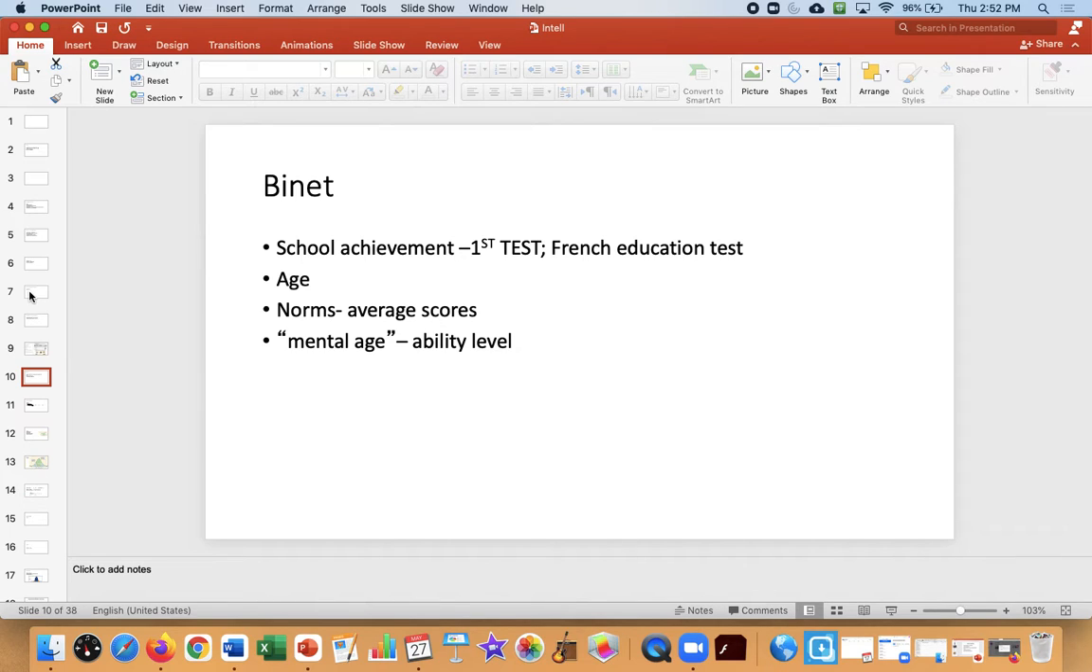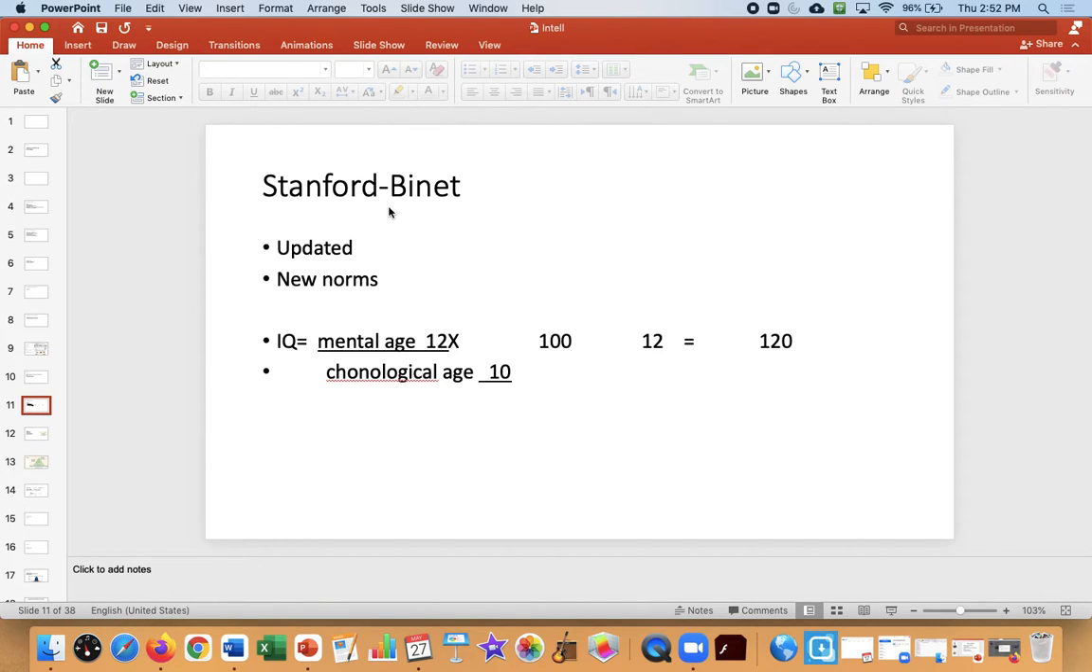All right. The first intelligence test was Binet, a French educator. What he did was he looked at school kids and he took like 8-year-olds and he got norms, or the average score of an 8-year-old, and that led to what they called mental age, like your ability level. Then Stanford Binet updated it, and he took the mental age, and chronological age was how old someone is. He threw some math in. So what do we have? If you're 10 years old but you score like a 12-year-old, you have an IQ of 120.